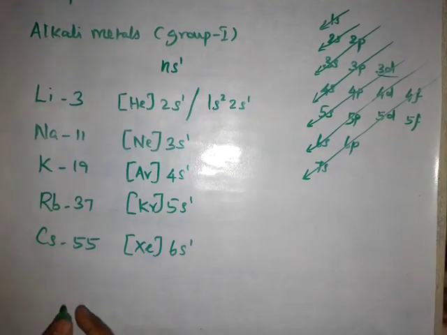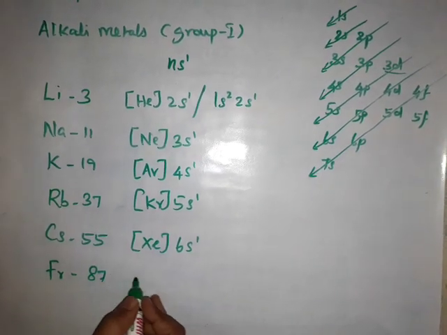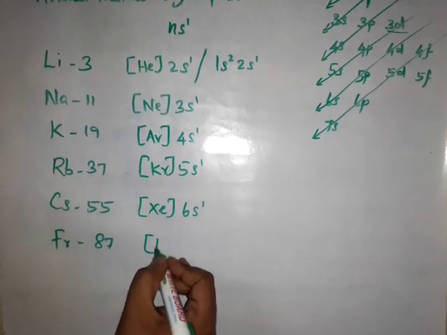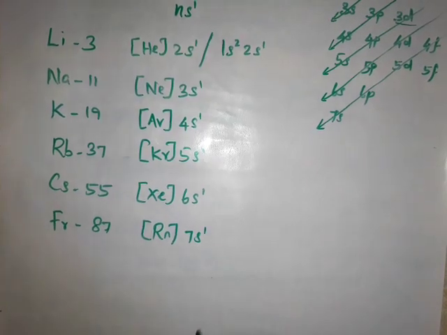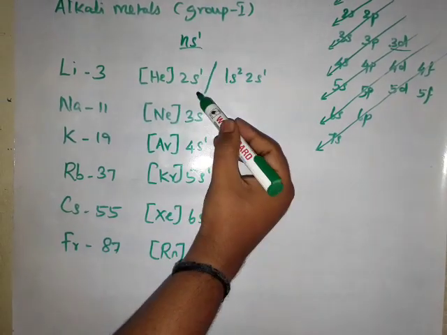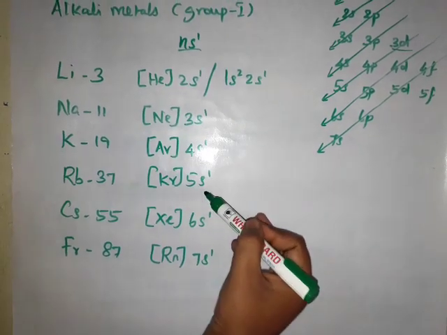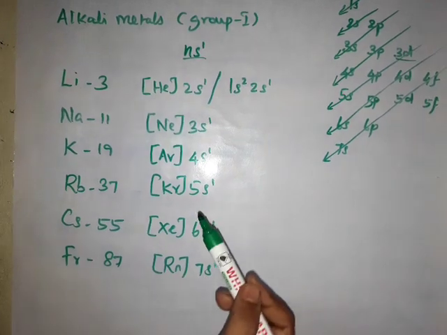Then francium, atomic number 87, has the electronic configuration 7s1. See, they all end with ns1 type: 2s1, 3s1, 4s1, 5s1, 6s1, 7s1. These are called valence electrons.